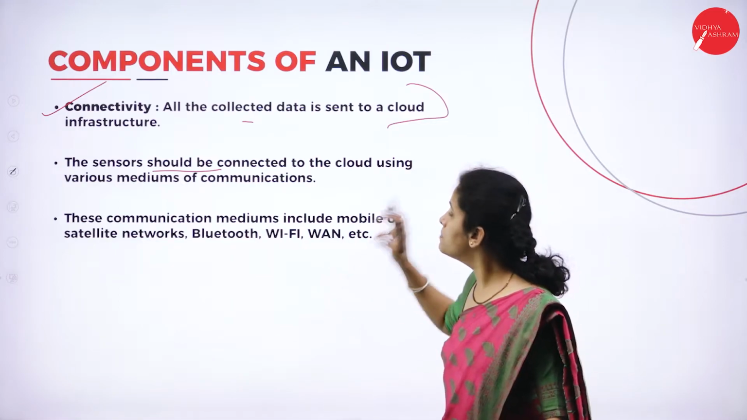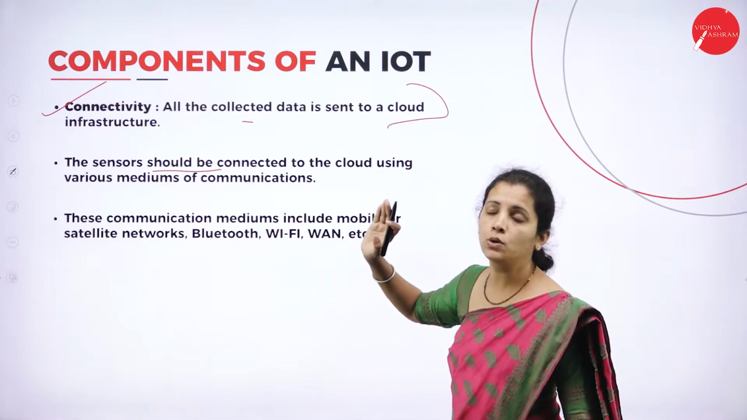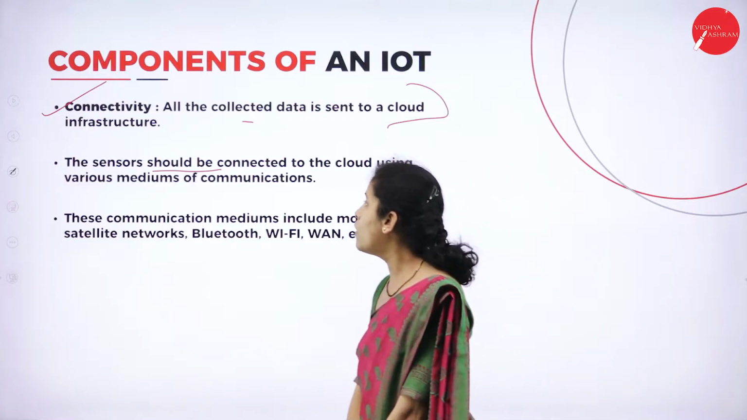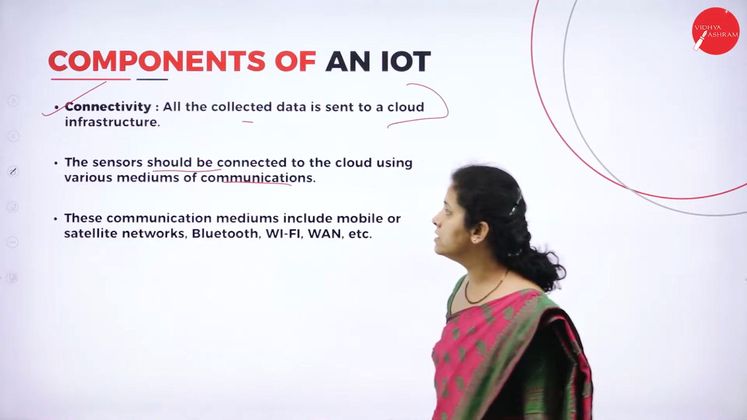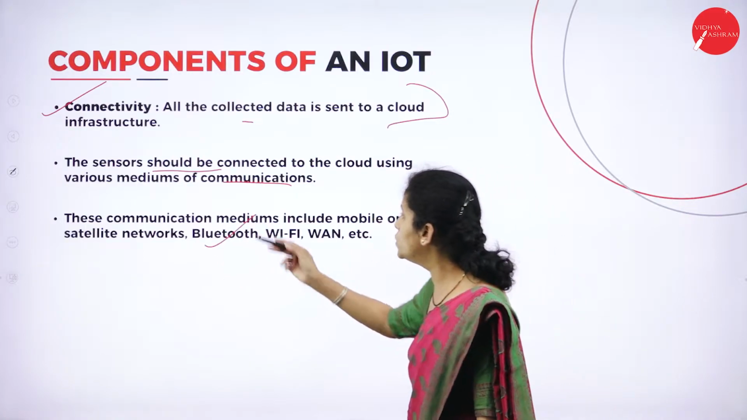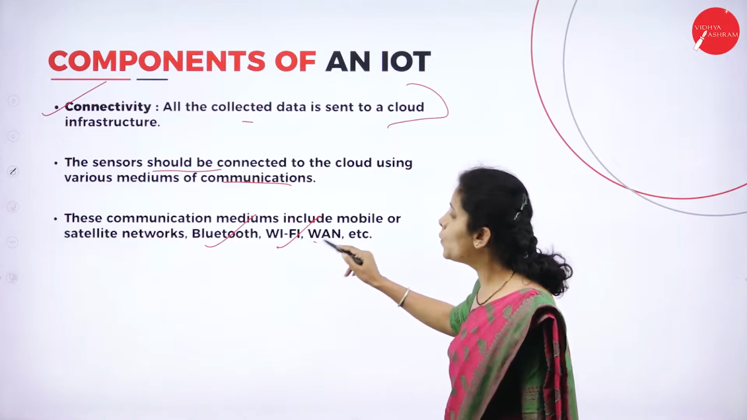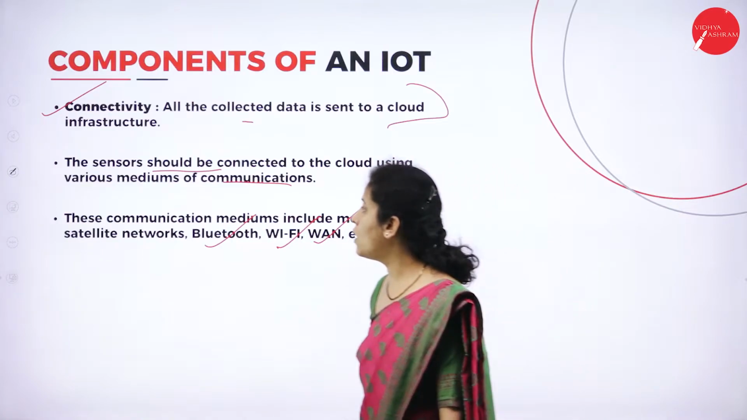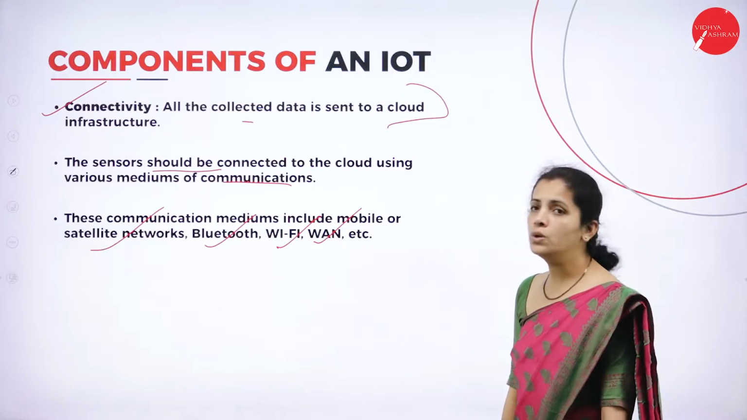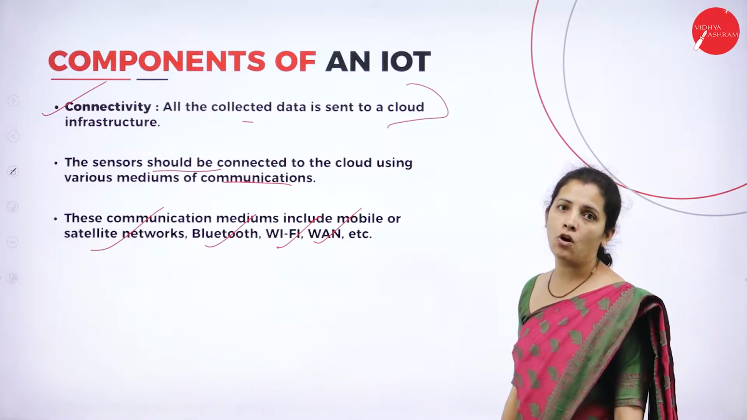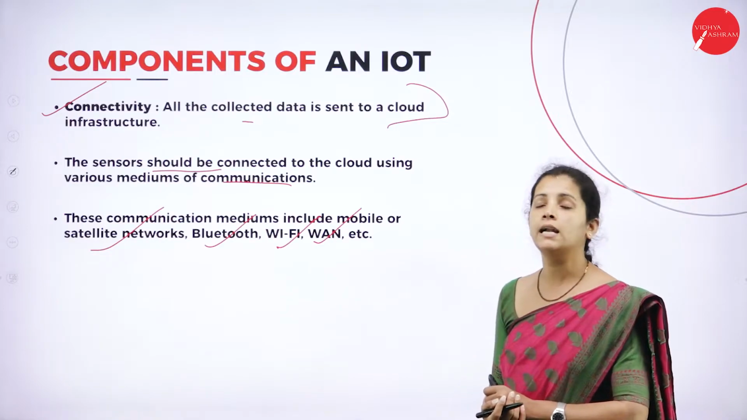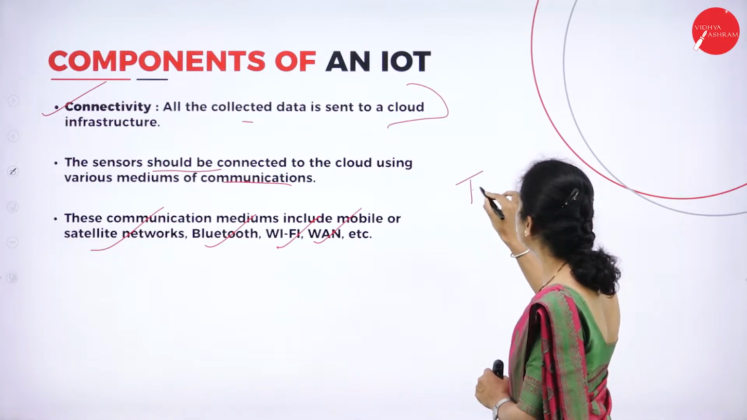All the sensors must be connected to the cloud using various mediums of communication. These communication media are either Bluetooth, Wi-Fi, wide area network or satellite network. So dear student, to illustrate this concept, I'm going to consider a simple example, that is a traffic management system.